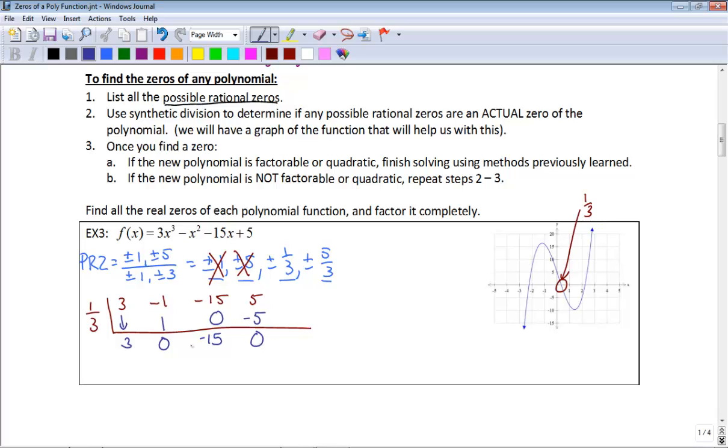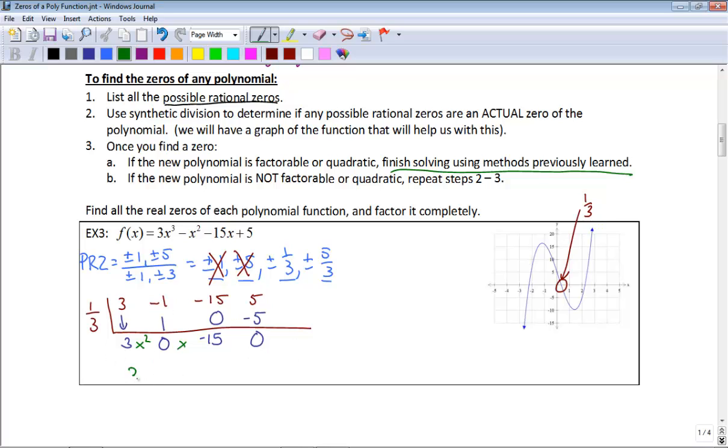So great. Well, what polynomial is this? Remember, if this is an x cubed, this is an x squared plus 0x minus 15. So now we're at step 3. It says once you find a zero, we found a zero, a third is a zero. If the new polynomial is factorable or quadratic, well, is this a quadratic? It is. So what do I need to do? I finish solving using methods I previously learned. So I need to solve what's left.